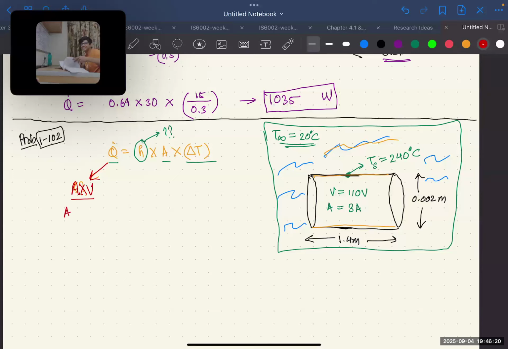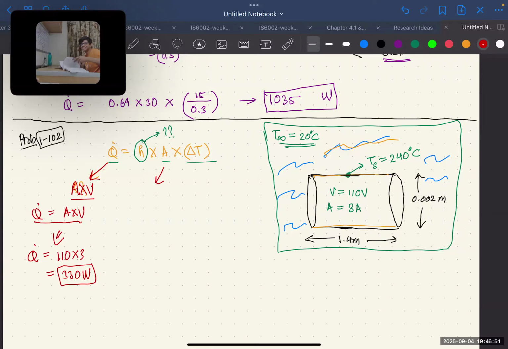Okay, I'll write it here again. A times V is Q dot, right? Any wire which is being heated, how much energy does it produce? A times V over T. So Q dot is 110 times 3, which is 330 watt, right? What is A? How do we get A?